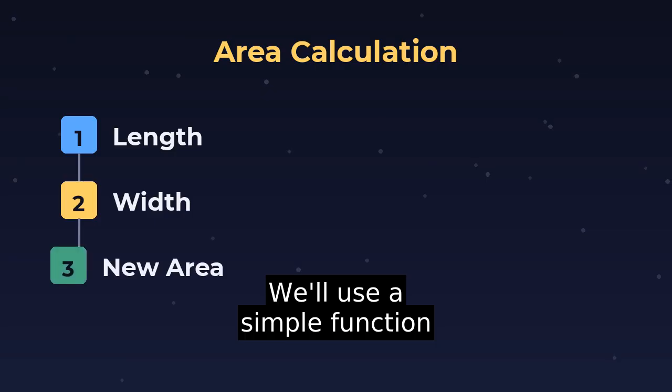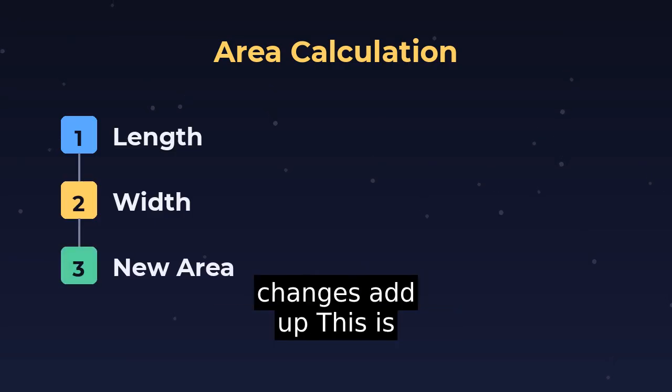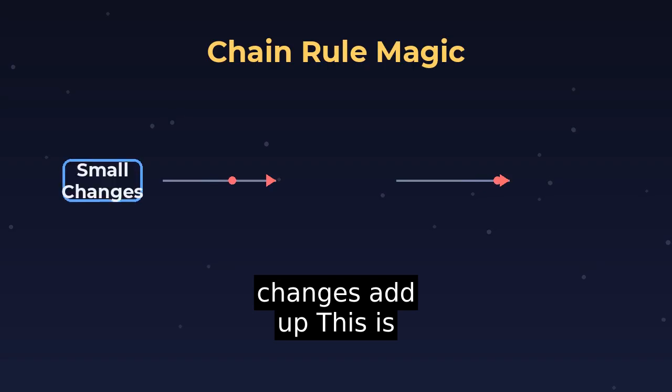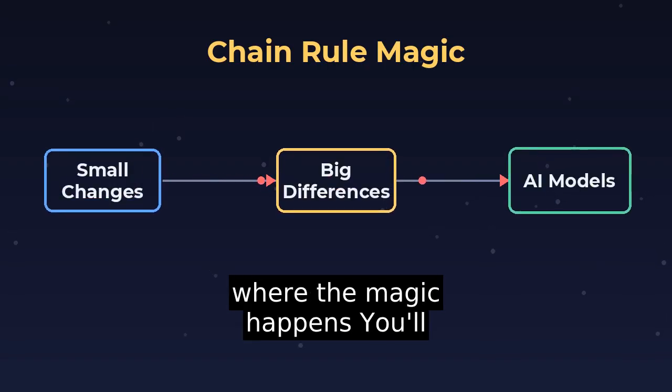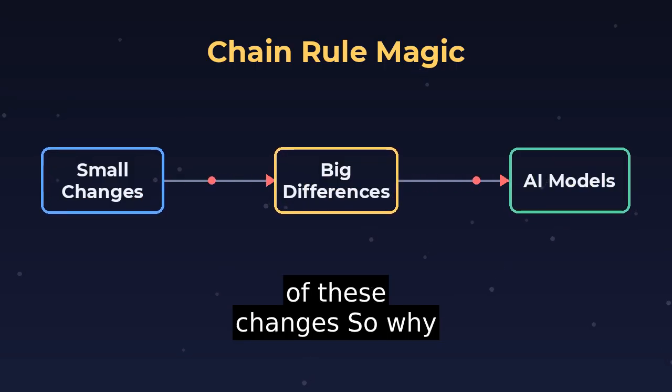We'll use a simple function, like the area of a rectangle, and apply the chain rule to see how the changes add up. This is where the magic happens. You'll see how the chain rule helps you predict the outcome of these changes.